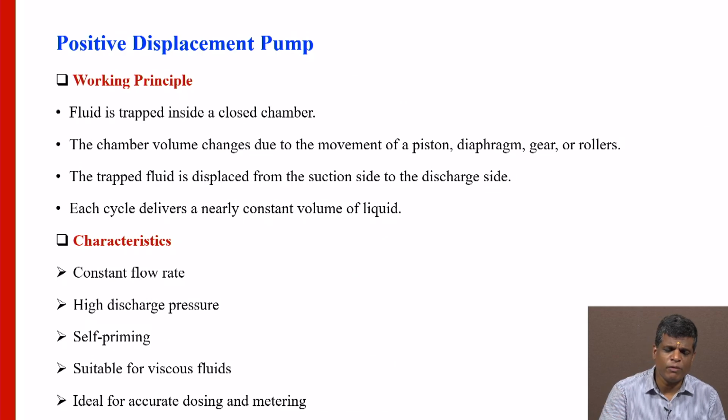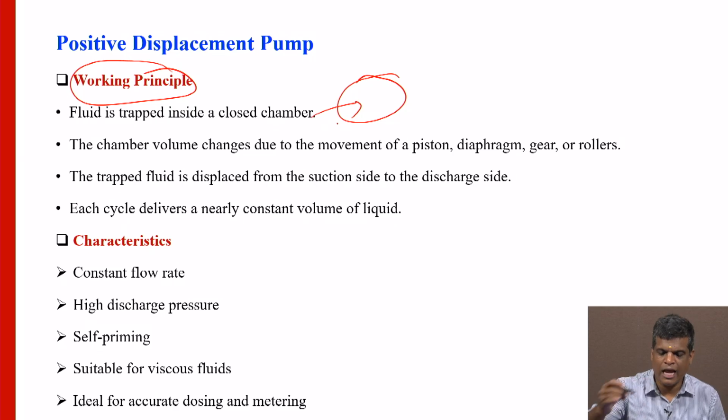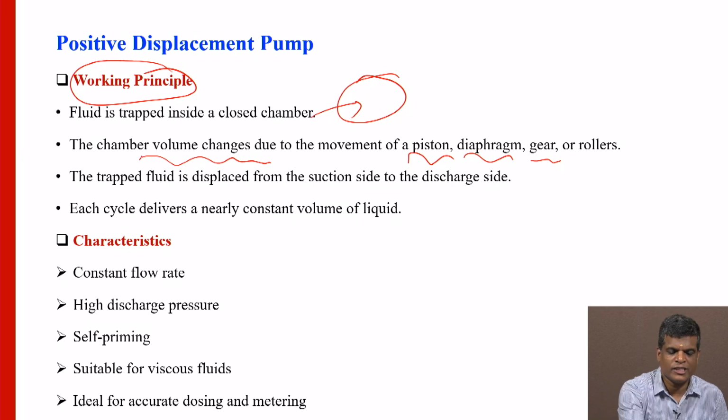The positive displacement pump: what is the working principle? How does it work here? Basically the fluid is trapped inside a closed chamber. The fluid is trapped and moving here. The chamber volume changes due to the movement of the piston, diaphragm, gear or roller. The trapped fluid is displaced from the suction side to the discharge side.